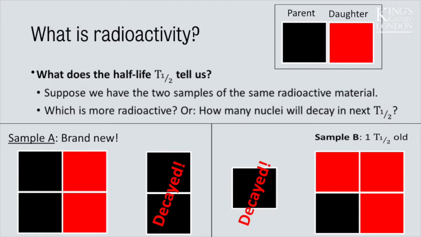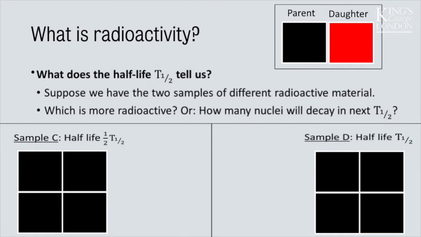What else can we learn using the half-life? If you have a look at this slide, I have another example that illustrates something that the half-life can tell us. This is the same format as before. Parent atoms are in black and daughter atoms are in red. Suppose we have 2 samples of different radioactive materials this time. Sample C on the left has quite a short half-life compared to sample D, whose half-life is twice as long as sample C. So again, the question is, which is more radioactive after 1 half-life?